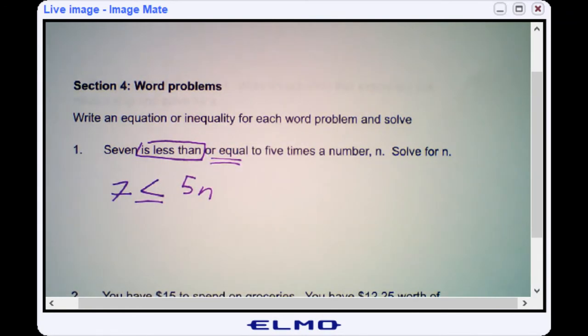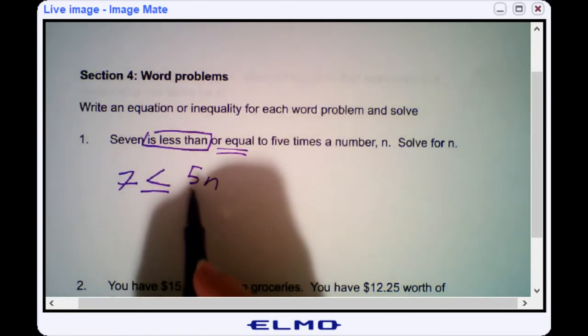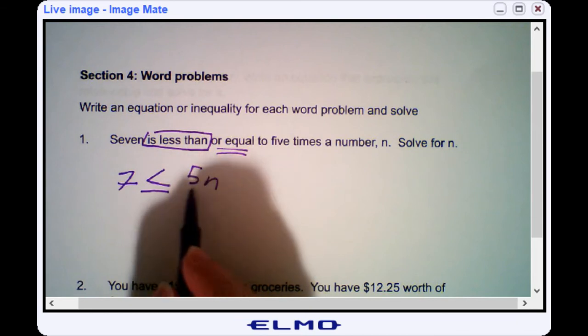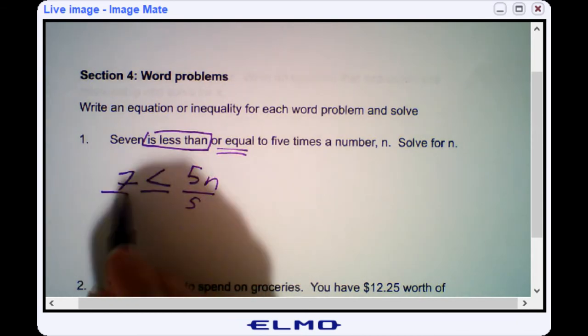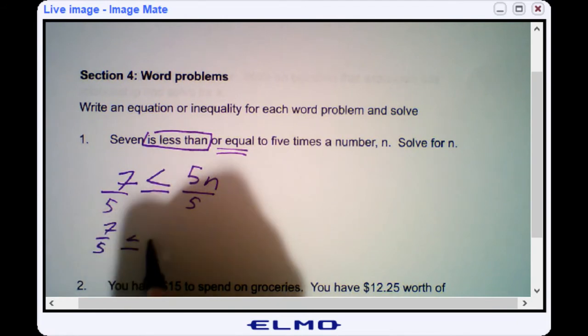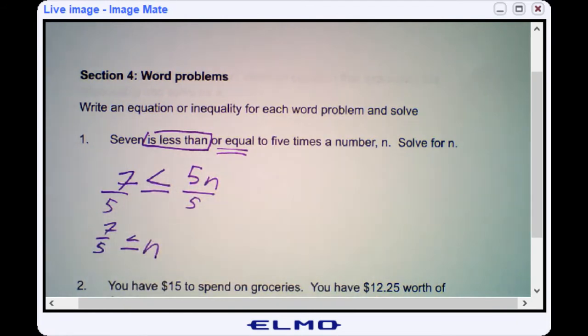Next, we're going to solve that. So to get n by itself, right now we're multiplying. Opposite of multiplication is division. So we're going to get 7/5 is less than or equal to n. So n has to be bigger or equal to 7/5 to make this a true statement.